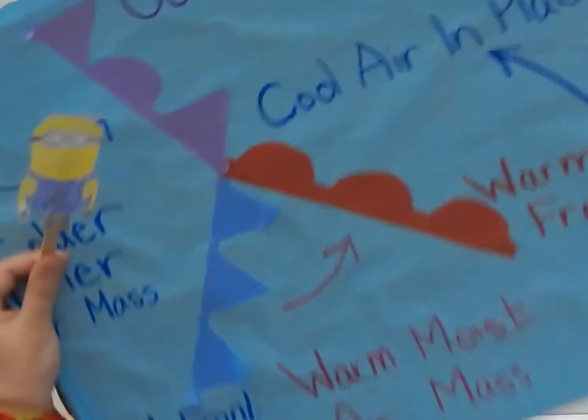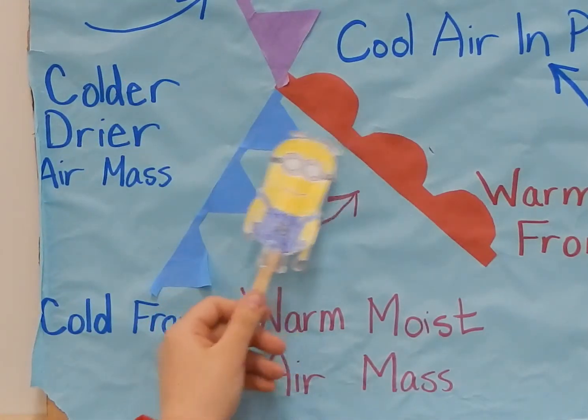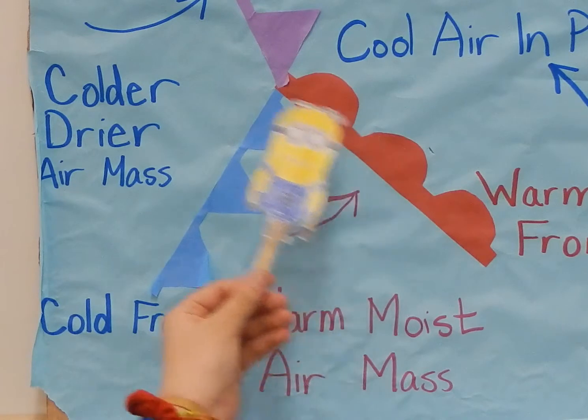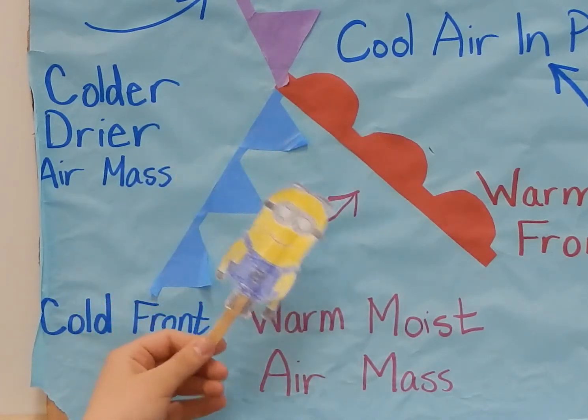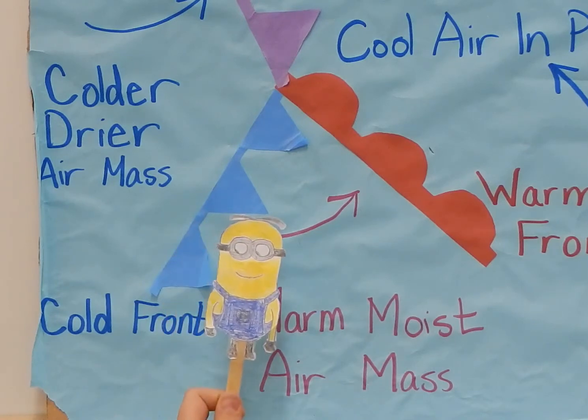An occluded front is when the colder air behind the cold front meets the colder air ahead of the warm front. Wind changes direction. There is often precipitation and the temperature changes. After it passes, the sky is clearer and the air is drier.